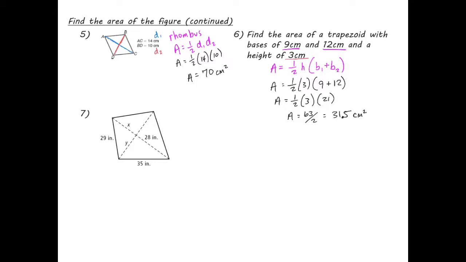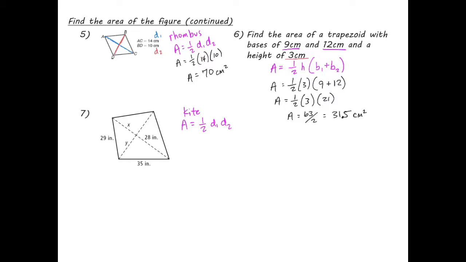We know it's a kite, so very similar to the rhombus. It's going to be area equals 1/2 D1 times D2. The problem is we don't have the entire diagonal. We only have a piece of it. So we're going to have to figure out what x and y are first.